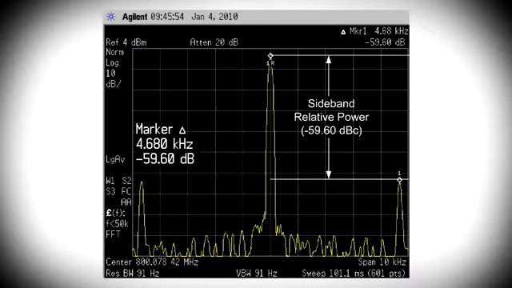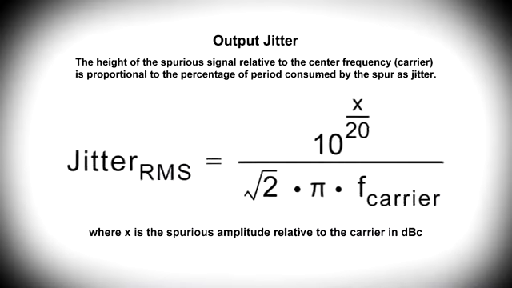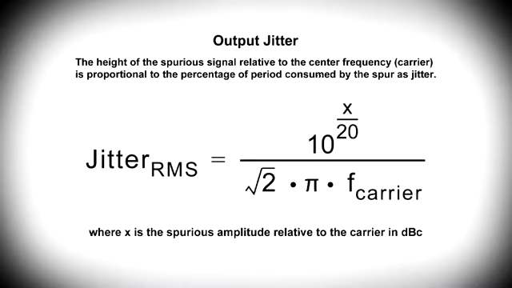Since the input ripple is applied one frequency at a time, it makes sense to view the output jitter with a spectrum analyzer. The resulting jitter from a sinusoidal input shows up as a sideband spur. The spur frequency is offset from the clock rate by an amount equal to the input ripple frequency. You can see this clearly on the spectrum analyzer. The height of the spurious signal relative to the center frequency, also known as the carrier, is proportional to the percentage of the period consumed by the spur as jitter.